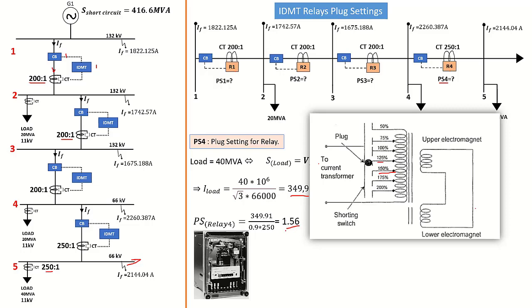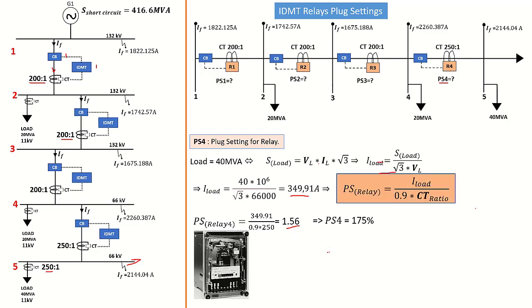So for instance, here we have 1.56. In terms of percentage, this means we have 156%. As we can see, we cannot take 150, because that means we are going lower. We must always go higher. Then we have to take the next tapping, which is 175%. So our relay setting will be 175% for relay PS4.